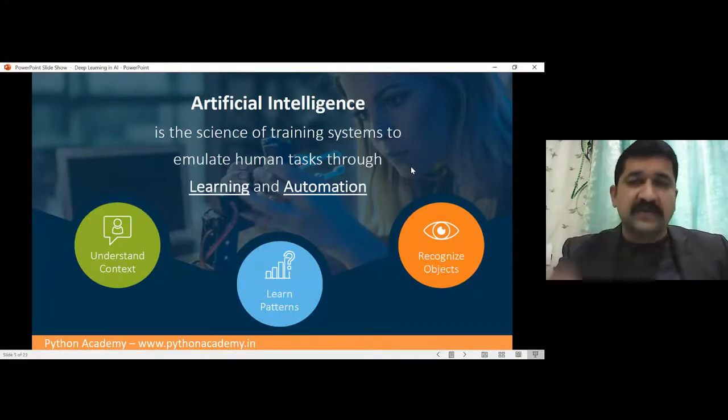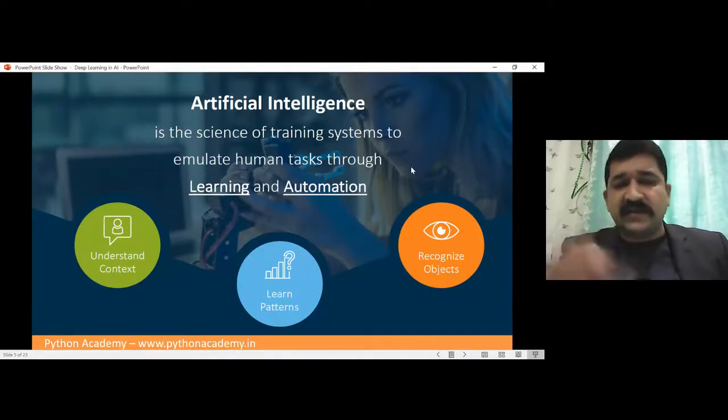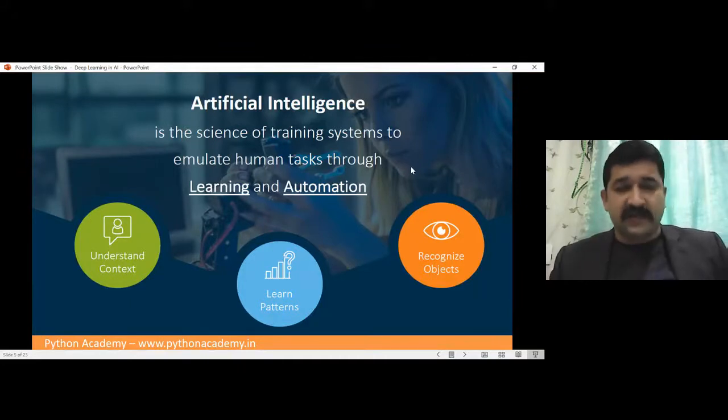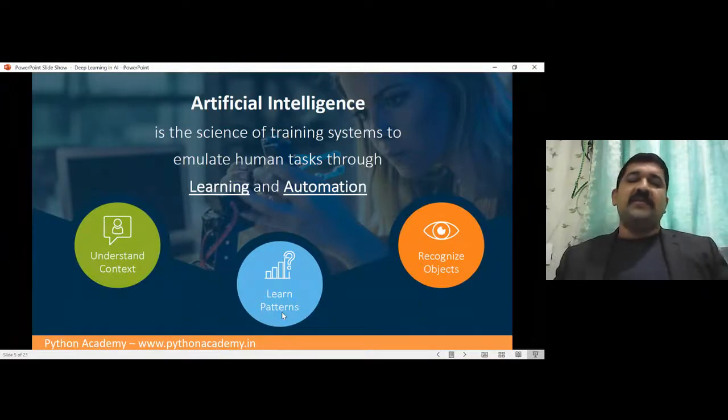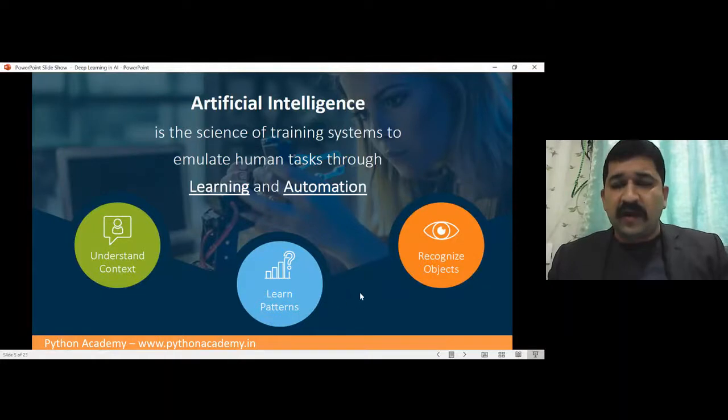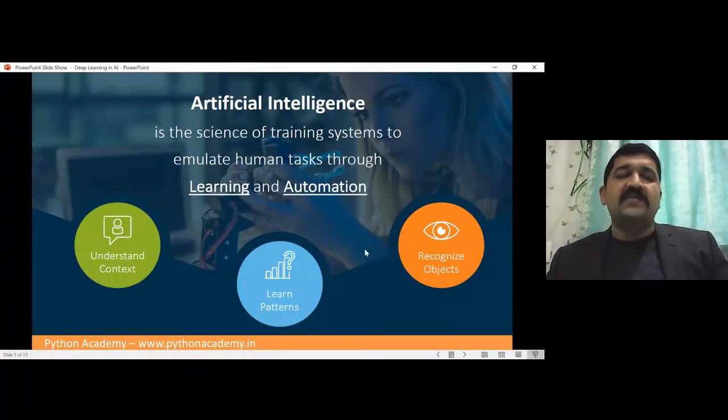If I draw a Venn diagram, one inside another, you will get the idea of how it looks. It is a science which trains the system to emulate human tasks through learning and automation. In that, the machine needs to understand the context, how it is used, and learn patterns from the inputs. Input is nothing but the past. Through the past, it has to understand how to go ahead and then recognize the object. These are the different ways we can use AI.